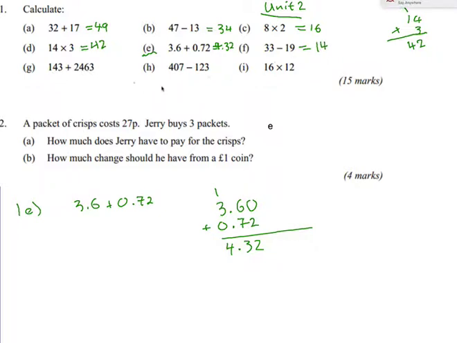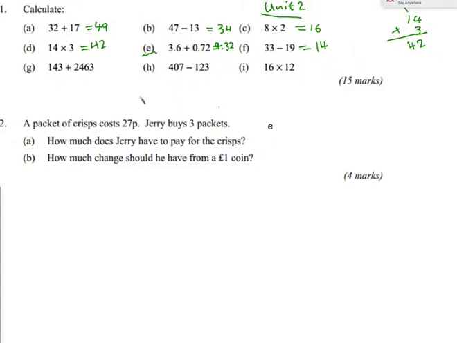Next is 143 plus 2,463. Let me just get rid of all of this. So we are at G, so we have 143 plus 2463. I like writing it how I see it. So I see 143, and we're adding 2463.